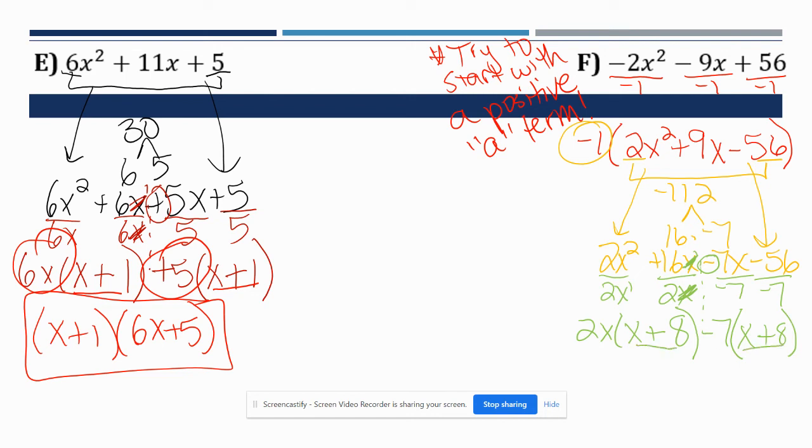Our x plus 8s are like terms, and so x plus 8 is one of our factors. We pulled out 2x minus 7 for our other factor. Remember, we have to go back to the beginning and grab that negative 1 that we divided by to start with, and then all 3 of those parts are a factored form.